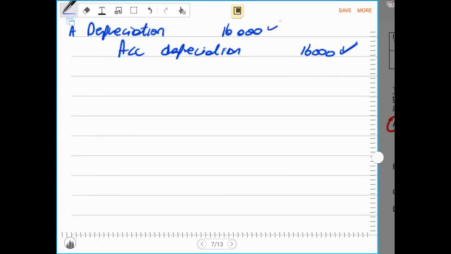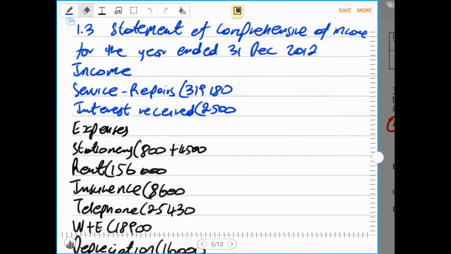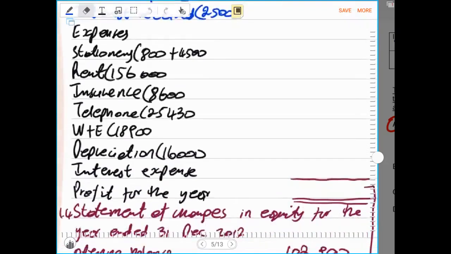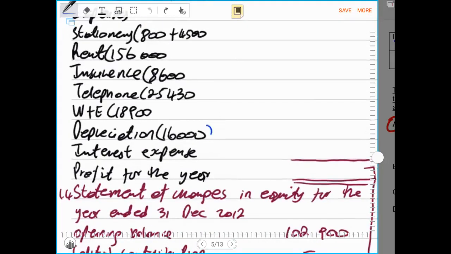However, we still have to record this because depreciation is an expense. This is an expense account. So now we have to record it under our income statement once again. So now under depreciation, under the income statement, we must record that depreciation is 16,000, and we have already done that. So now if we have done that already, we can just record our depreciation as the total of 16,000 rands under our income statement.